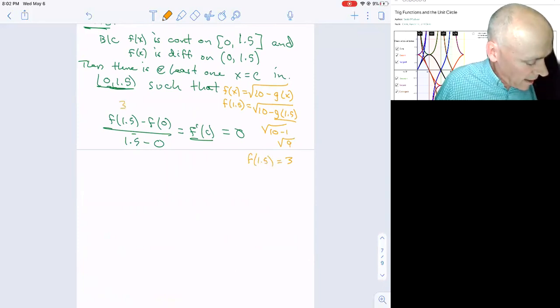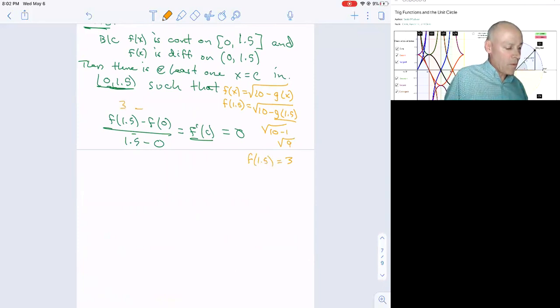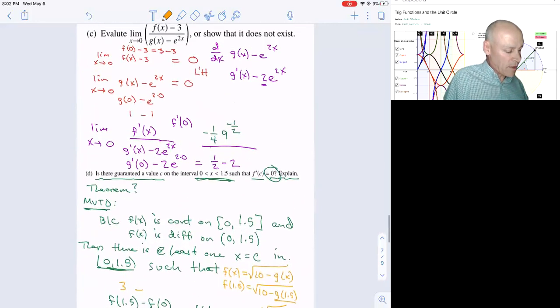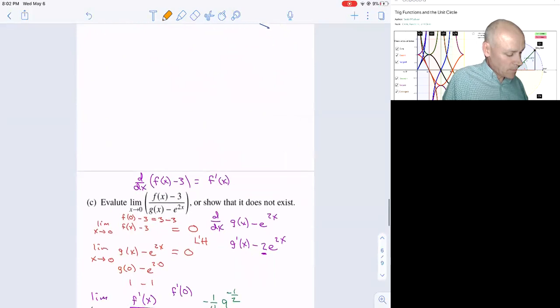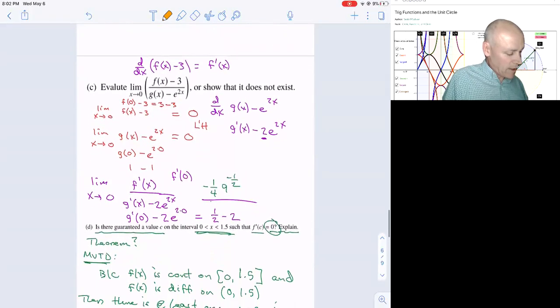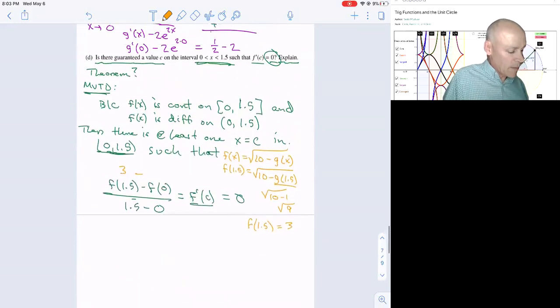Now f at 0. I've seen that before. There it is, I calculated that there. f at 0 is equal to 3. So that's going to do it. I get 3 minus 3, that's 0, over 1.5, which is equal to 0. Boom. Game, set, and match. We're good to go.